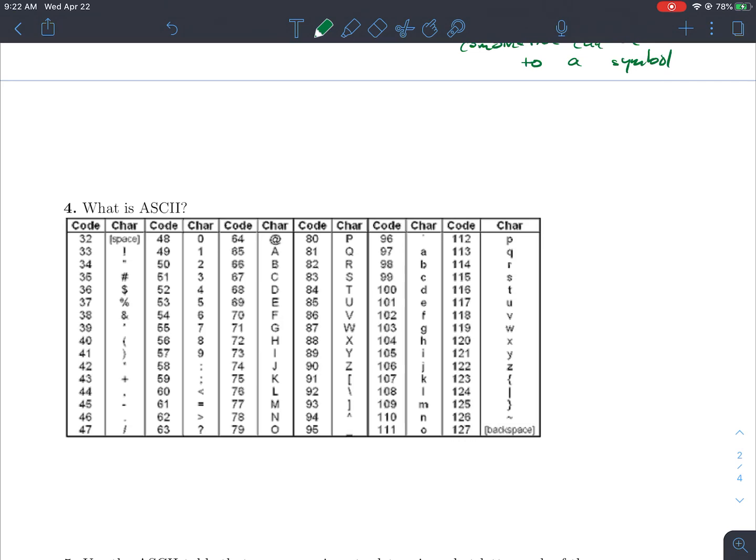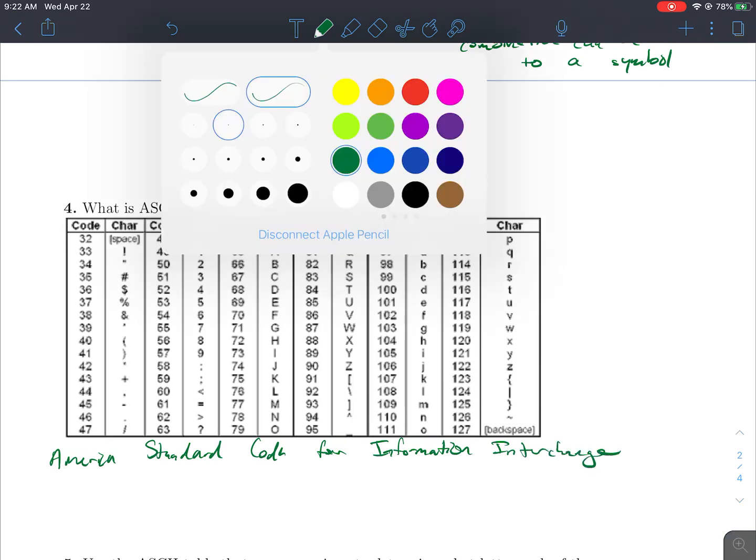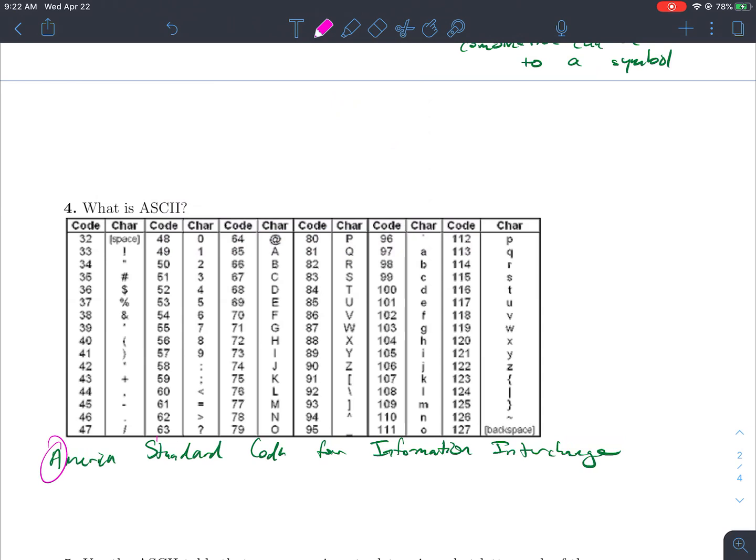I'll write that. American Standard Code for Information Interchange. And if you take the first letter of those words, it makes ASCII.